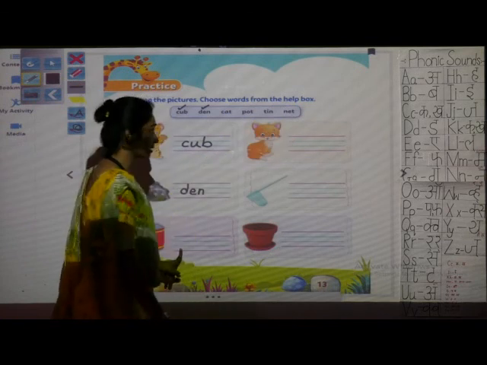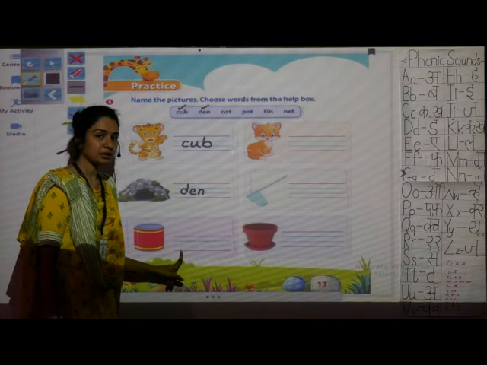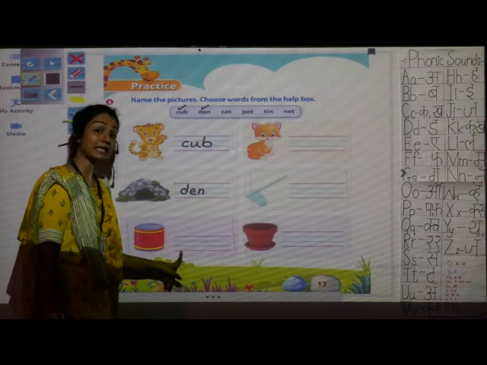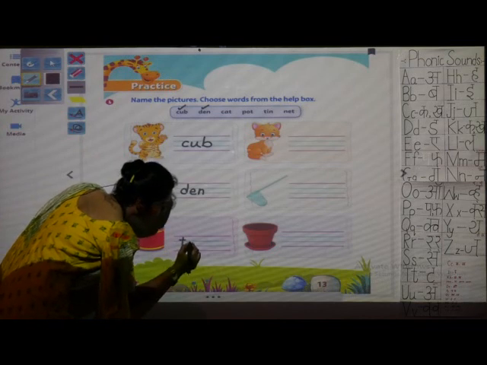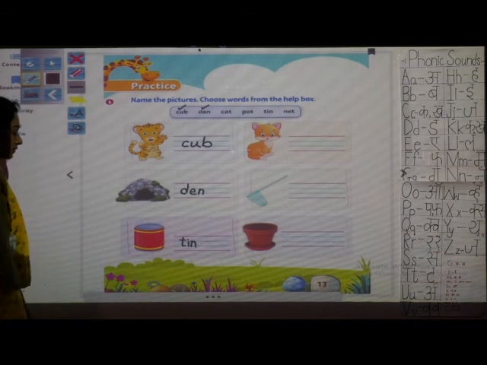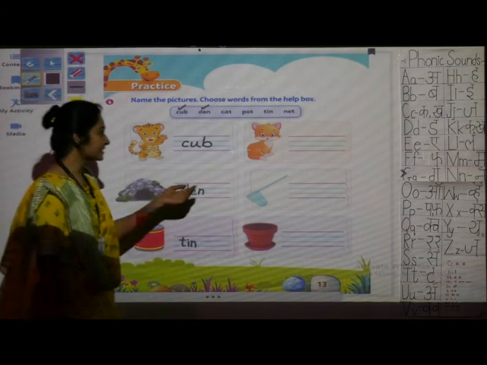Is this a cat? Is this a pot? Is this a net? Then what is the name of this picture? Tin. Right here, T-I-N, tin. T-I-N, tin. Come to next picture.